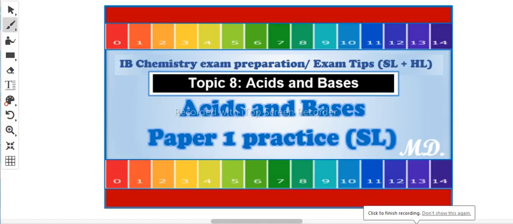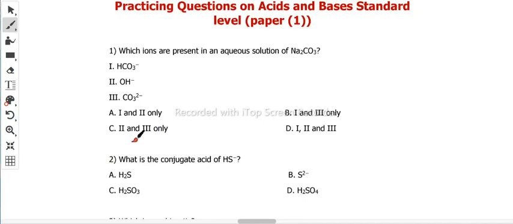Welcome to IB Chemistry exam preparation, exam tips for both standard level and higher level. Today we're going to cover topic 8, acids and bases. We will answer practice questions on paper 1 for standard level. So let's get started. Starting with the first question.